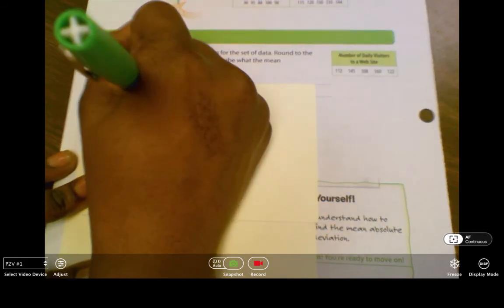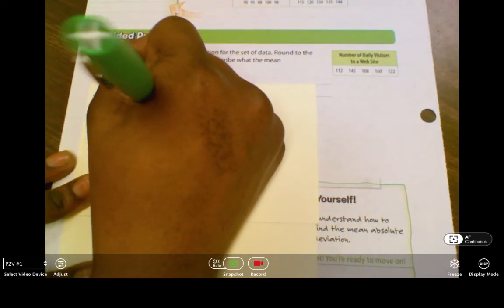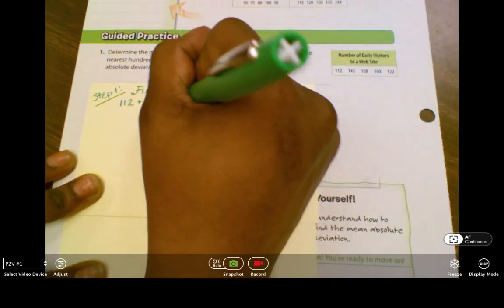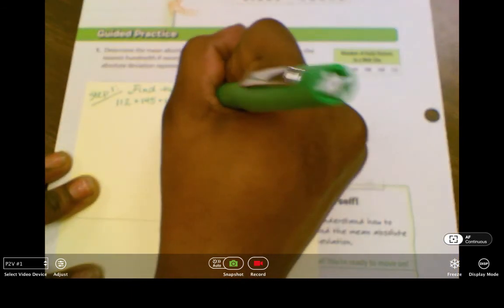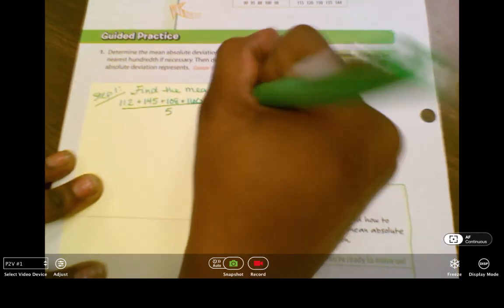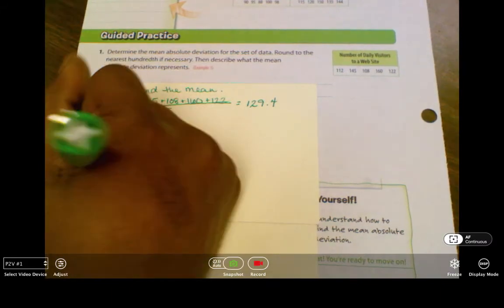Okay, so the first thing that I must do, step 1, is find the mean. And I do that by adding the values from my data, so 112 plus 145 plus 108 plus 160 plus 122, and then divide by the number of values I had, which was 5. And that gives me 129.4. So my data has an average of 129.4.